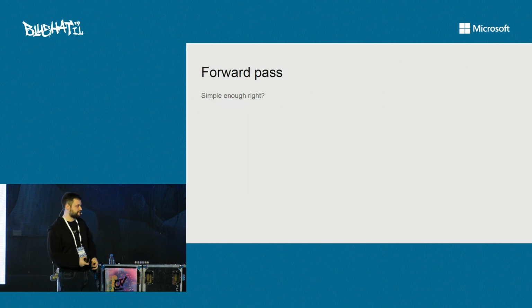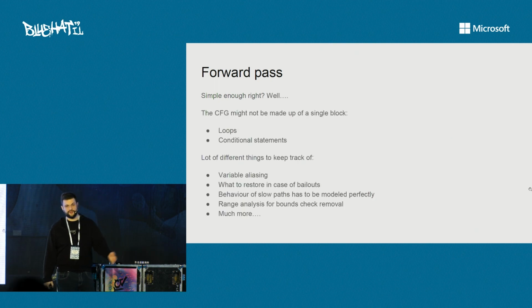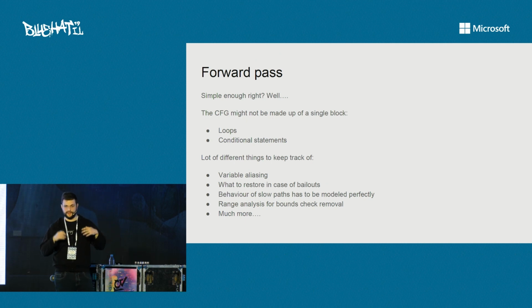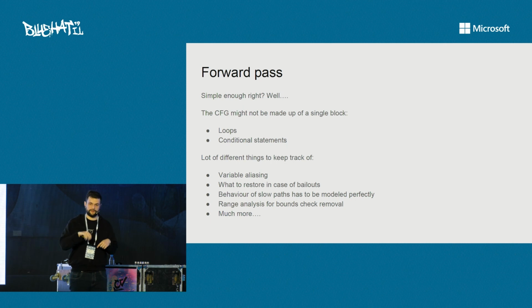So the forward pass sounds simple enough, right? Well, the truth is all the examples I showed you are really simple because there's only one block. In reality, JIT code has to deal with complex constructs in terms of CFGs, such as loops, because loops have information that is true only the first time you run it, before you run the loop body, and then information that is true for all the subsequent iterations. You have conditional statements, which introduce multiple blocks where only one is taken. And you have a lot of different things to keep track of.